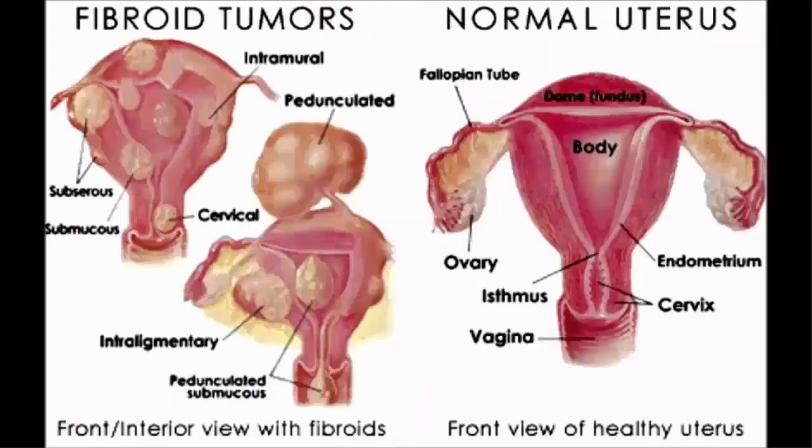In this diagram, you could see what a normal uterus would look like in comparison to a uterus that is filled with many different types of fibroids. The best way to approach healing yourself is the natural way, through diet, herbs, and a change in eating lifestyle.